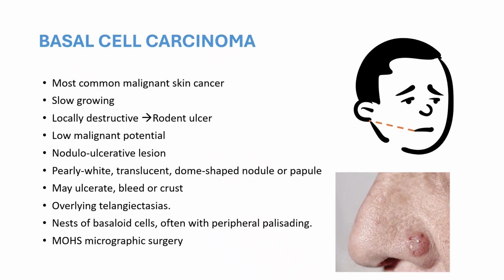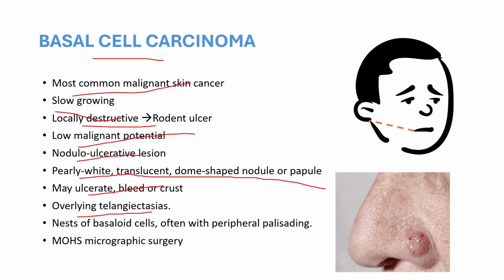Okay, now we'll discuss all this. Basal cell carcinoma, that's the most common malignant skin cancer. It is slowly growing, it's locally destructive, so it's called a rodent ulcer. It has a low malignant potential, and that means the distant spread is usually less. It is usually a nodular ulcerative lesion, or sometimes there is a pearly white, translucent, dome-shaped nodule or papule. And it can ulcerate, bleed, or even crust. There can be overlying telangiectasia.